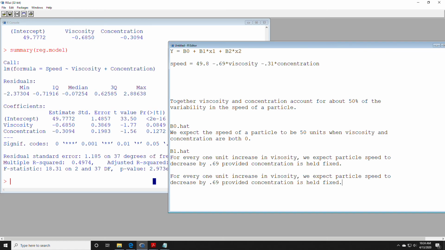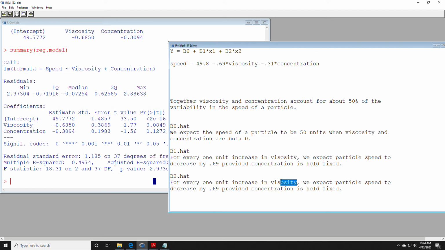Okay, one more to interpret, beta 2 hat. For every 1 unit increase in x2, concentration, we expect particle speed to, again, decrease because it's negative, provided x1, viscosity, is held fixed.